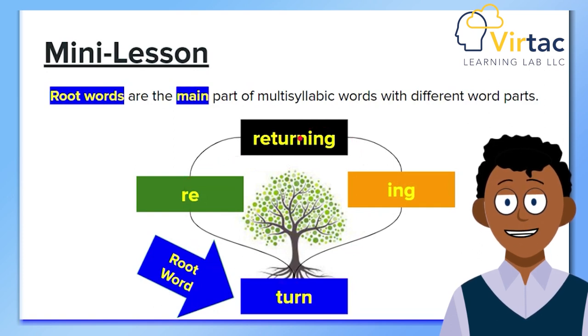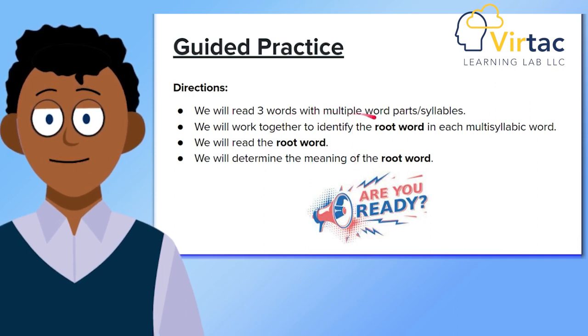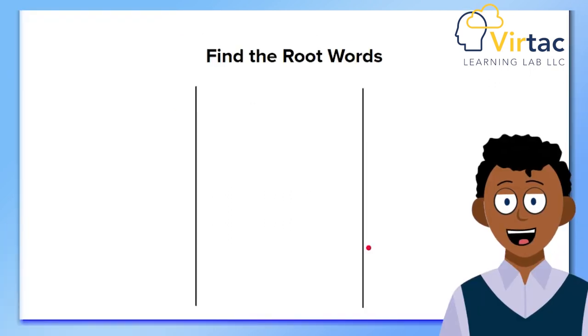For our guided practice, we will read 3 words with multiple word parts and syllables. We will work together to identify the root word in each multisyllabic word. We will read the root word, and we will determine the meaning of the root word. Are you ready? Find the root words. So, first, you're going to see a word appear on your screen, and we're going to ask ourselves, what is the root word or the main parts of the word? Let's do our first word.